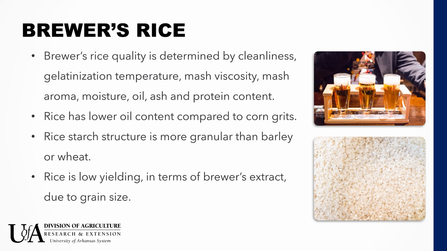Now, brewer's rice quality is determined generally by the cleanliness, gelatinization temperature, the mash viscosity, the mash aroma, the moisture, the oil, the ash, and the protein content. And rice tends to have lower oil content compared to other cereals or grains, which is an advantage from a beer production standpoint. Now, rice structure, compared to barley, tends to be a little bit more granular. And the only other thing is that rice is low yielding in terms of brewer's extract. Again, that's due to the grain size.